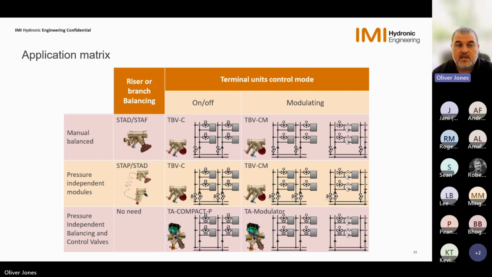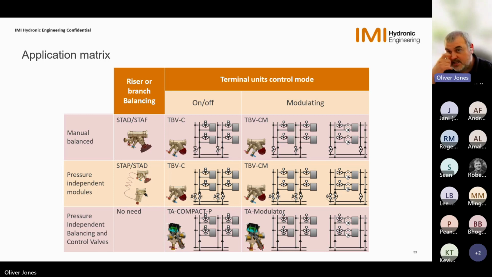Typically, we would do on the riser or on the branches a STAP or STAD. So this is our DP-CV and partner valve. So we control the DP through the STAP and STAD and allow the balance and control to be done through the TBVC and the TBVCM.